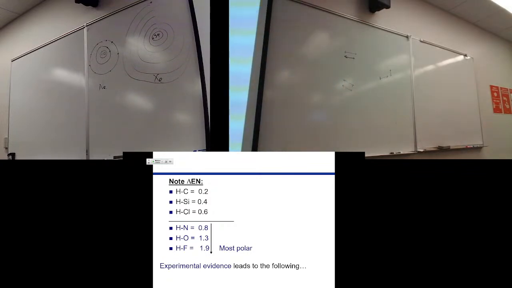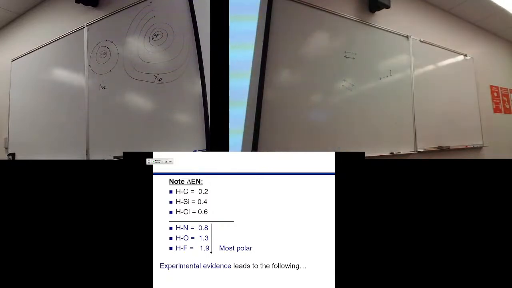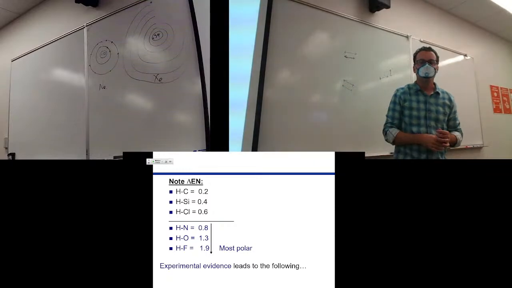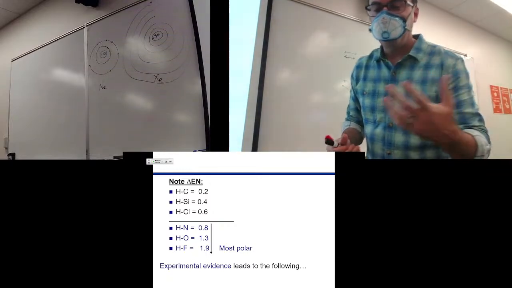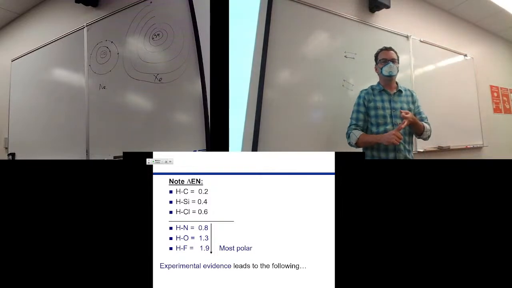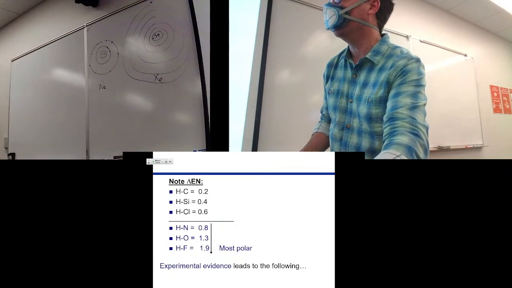When you get to nitrogen, you might think, well, 0.8 is not that much different. But you can see from the graph that something about nitrogen makes it different. And so we're going to include it on this side of this dividing line. And O-H 1.3, H-F 1.9, these are huge differences in electronegativity. So it's basically the electronegativity of nitrogen, oxygen, and fluorine that makes them a little bit special when it comes to making these dipole moments.